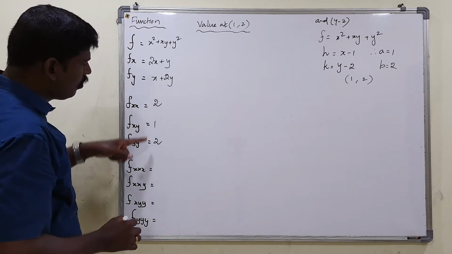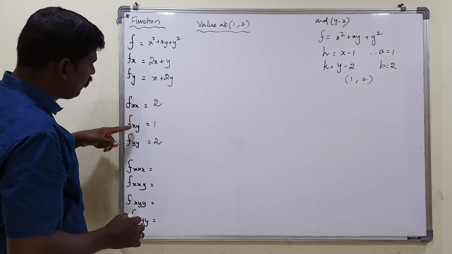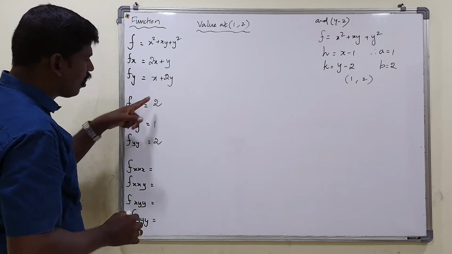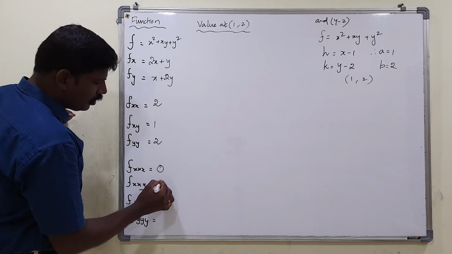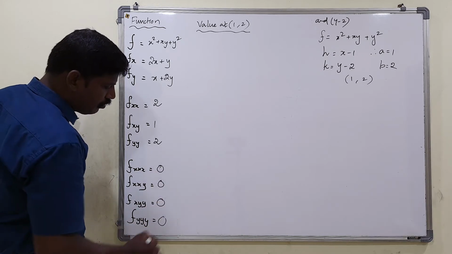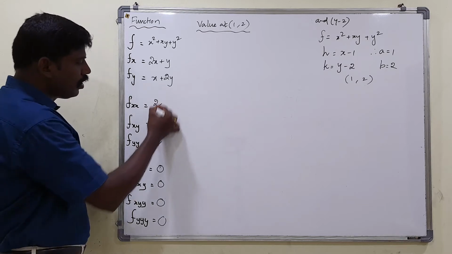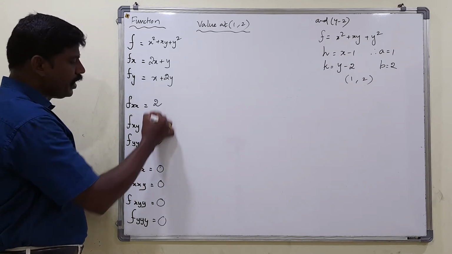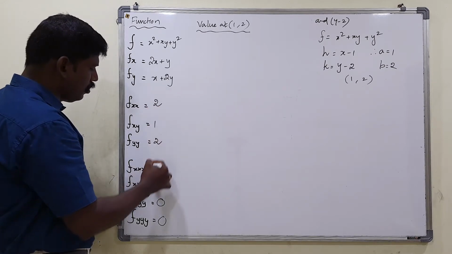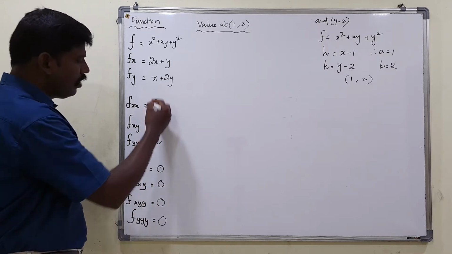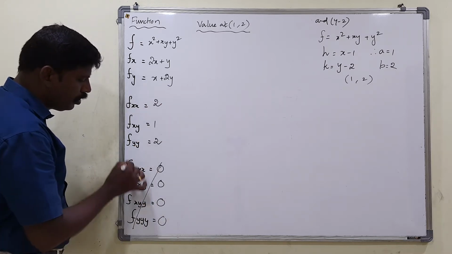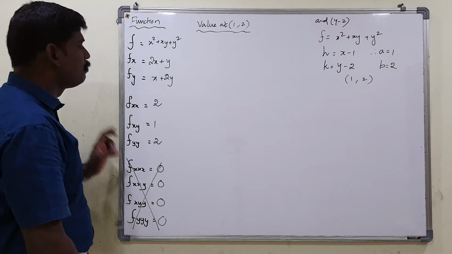So all the values of f double x, fxy and f double y are constants. So the third order partial derivatives of f automatically become 0 because all these are constants. When we partially differentiate with respect to x, y, or anything like that, the value becomes 0. So there is no need to find these values in this problem.